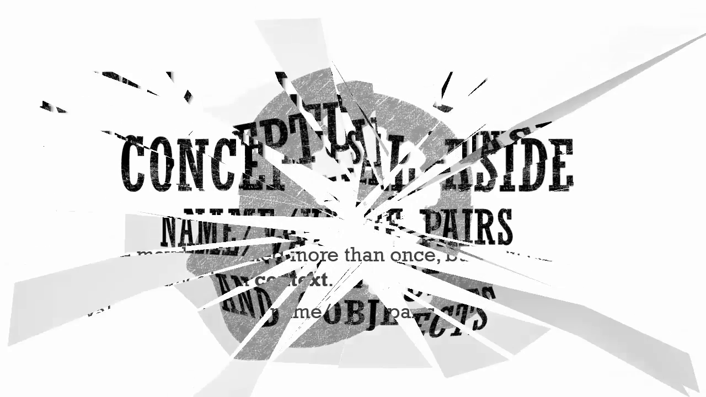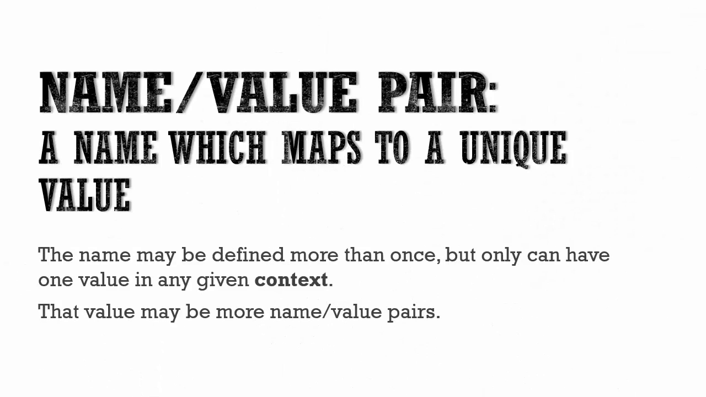It's quite simple, actually. A name-value pair is a name which maps to a unique value. Now, that name may be defined more than once, but it can only have one value in any given context. Remember, we're talking about execution context. So in any particular execution context, that is a section of code that is running, a name can only exist and be defined with one value. However, that value may be more name-value pairs.